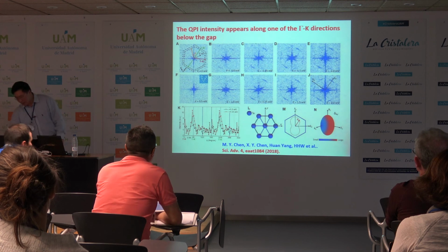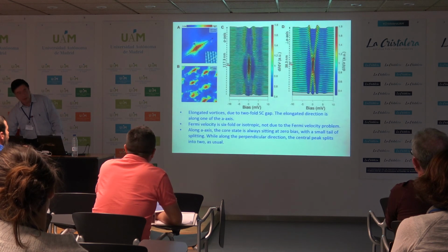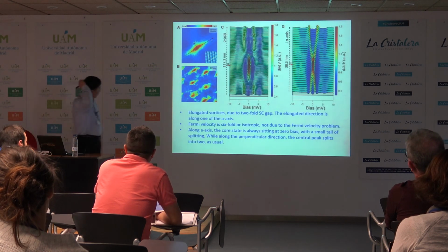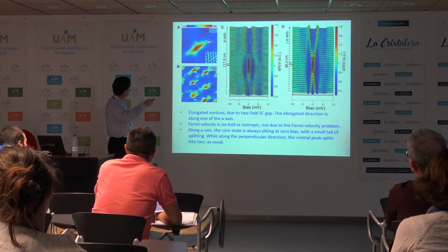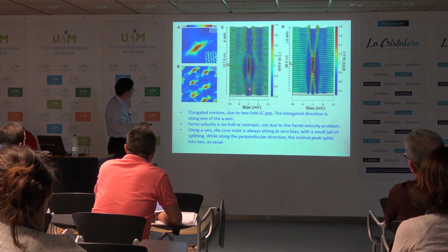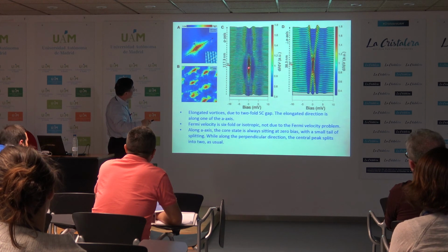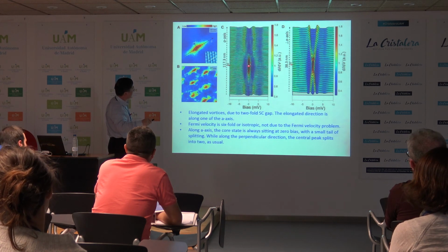In addition, we apply a magnetic field, then the vortices can be formed. Then this is a vortex structure. It's a strongly elongated vortex. If we measure the tunneling spectrum along this direction, then you can see that in the center there is a giant peak, and this peak does not split, it just stays there and becomes weakened along this direction.